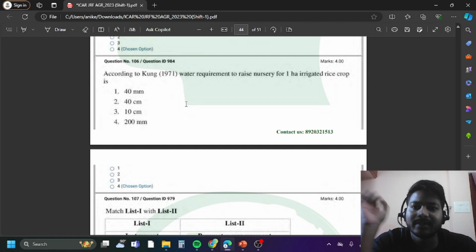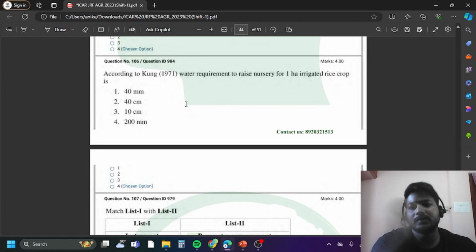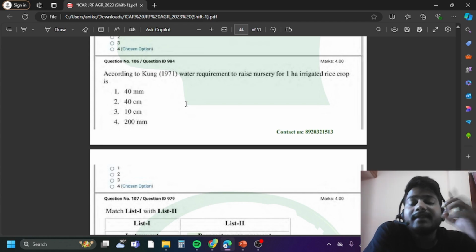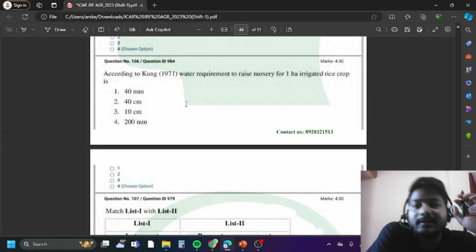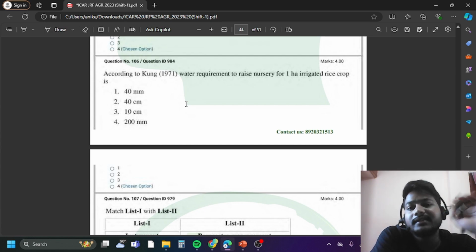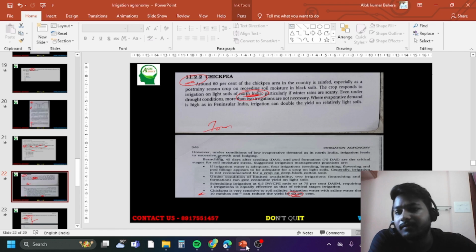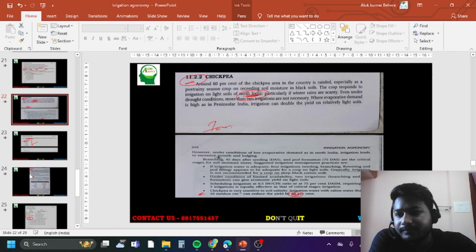According to Kung 1971, water requirement to raise nursery for 1 hectare irrigated rice crop is. Okay, so what is the water requirement for raising nursery? In the question they are asking what is the water requirement to raise nursery for 1 hectare irrigated rice crop, according to Kung. So this question is coming directly from the irrigation agronomy book. Okay, let me show you.